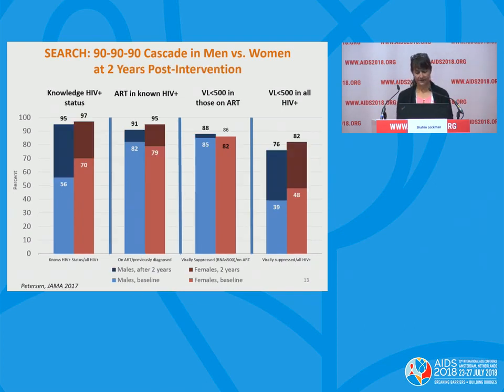As you can see, after 2 years of interventions in the SEARCH trial, coverage increased at each step of the cascade, most notably for knowledge of positive status. The gap between the proportion of all HIV-positive men and women with suppressed viral load decreased somewhat after 2 years of interventions, from around 9% to around 6%.